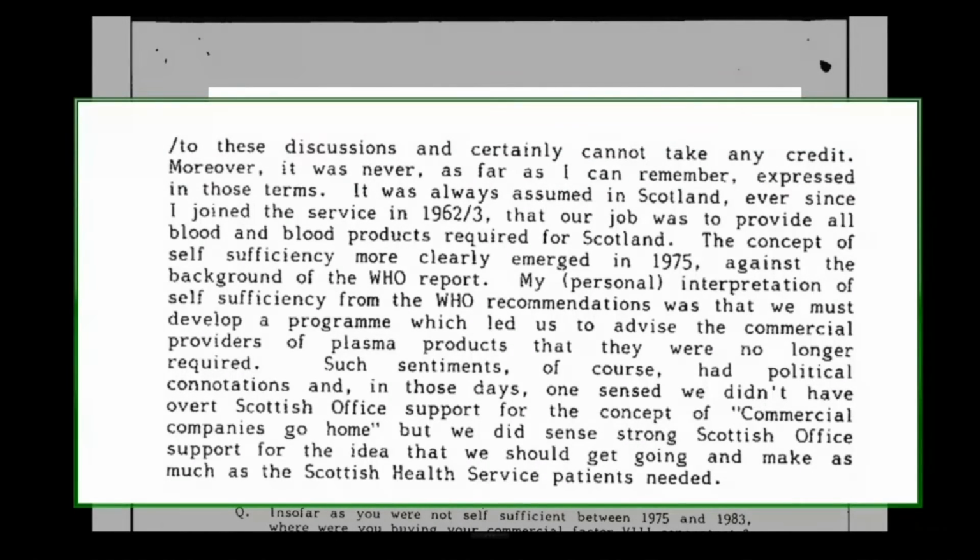It was always assumed in Scotland, ever since I joined the service in 62-3, that our job was to provide all blood and blood products required for Scotland. The concept of self-sufficiency more clearly emerged in 1975 against the background of the WHO report. My personal interpretation of self-sufficiency from the WHO recommendations was that we must develop a programme which led us to advise the commercial providers of plasma products that they were no longer required. Such sentiments, of course, have political connotations, and in those days we didn't have overt Scottish Office support for the concept of commercial companies go home, but we did sense strong Scottish Office support for the idea that we should get going and make as much as the Scottish Health Service patients needed.